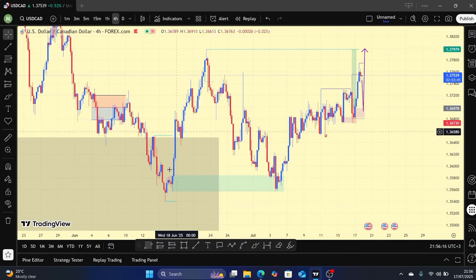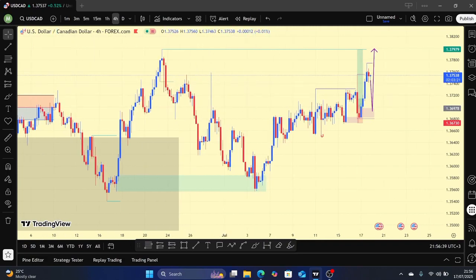And then after that, you can see price created valid pullbacks here. This one here is not a valid pullback, but luckily price created this. So price took out the inducement exactly there, and you can see it retraced all the way to mitigating this extreme POI.